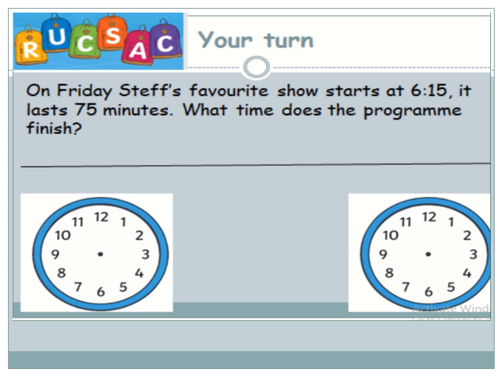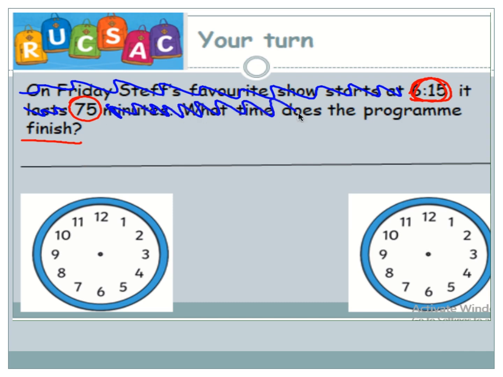So, on Friday, Steph's favourite show starts at 6:15. It lasts 75 minutes. What time does the programme finish? So let's highlight the most important information. We need to know the time is 6:15 and it lasts for 75 minutes. So what time does the programme finish? And the rest of it we can get rid of. We don't need to know it's on a Friday, we don't even need to know her name. Sorry, Steph.